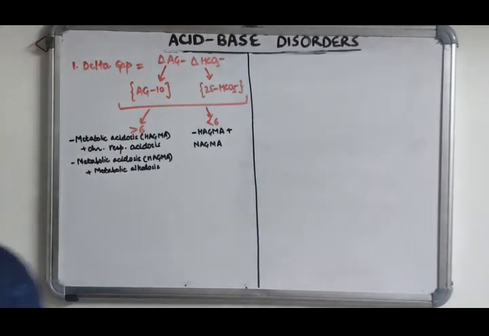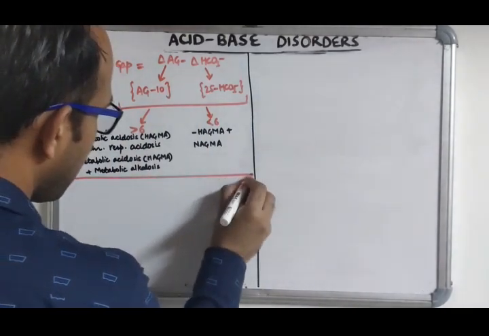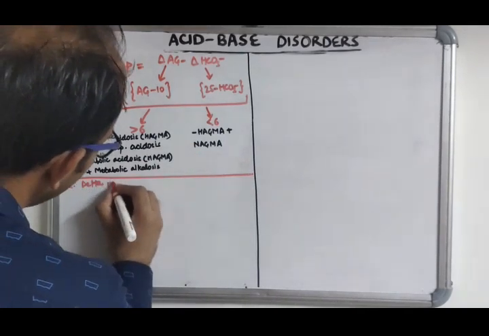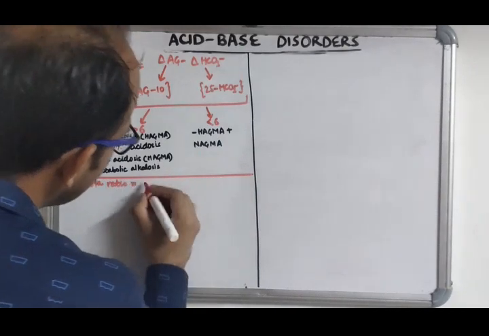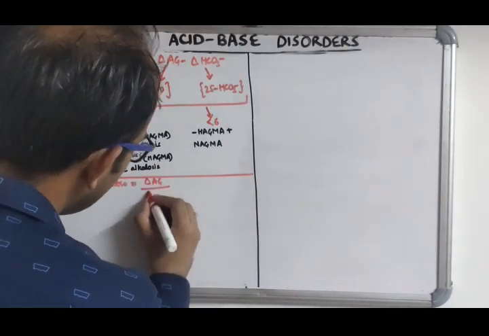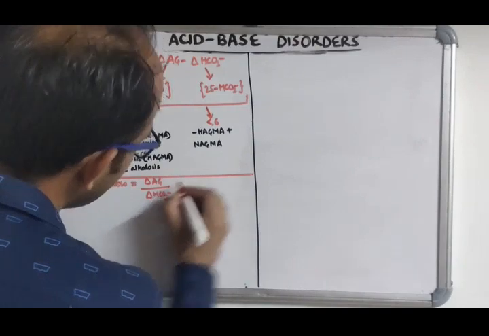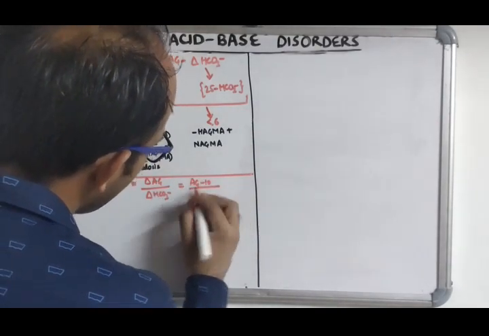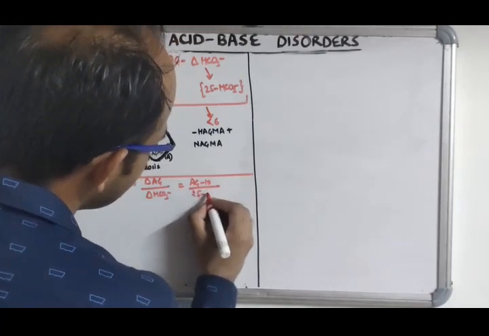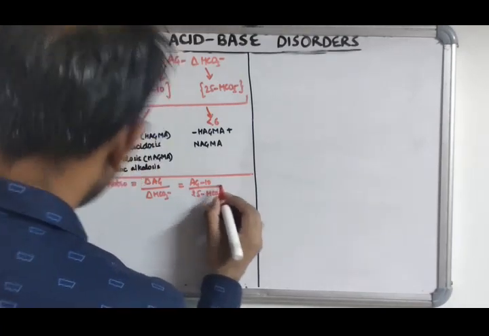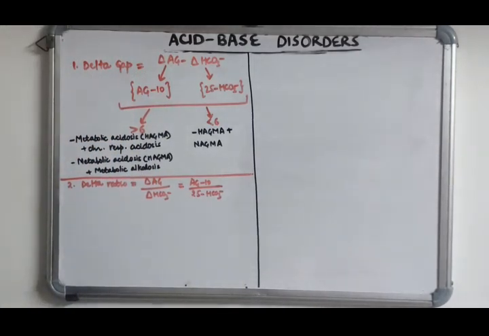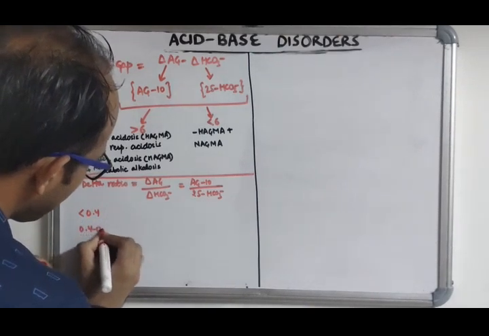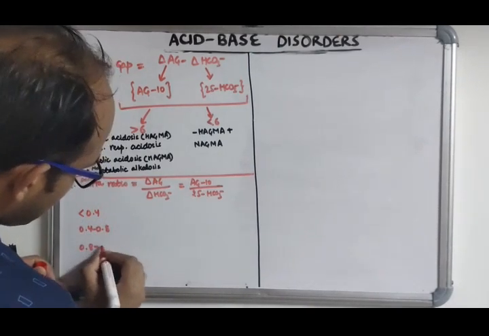There is another term which we call as delta ratio. Again a similar concept. Here we take delta anion gap over delta bicarbonate. Again delta anion gap is patient's anion gap minus 10, over 25 minus actual plasma bicarbonate. So what are the implications? If it is less than 0.4, 0.4 to 0.8, 0.8 to 2 and more than 2.